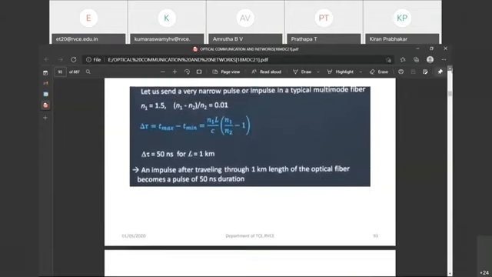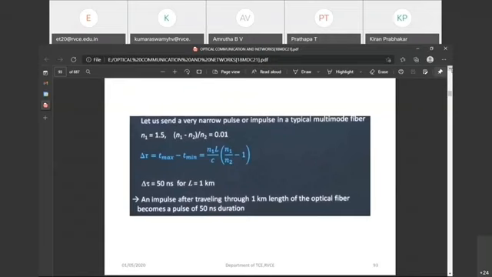So here is a numerical. You have your n1 to be 1.5 and the fractional difference (n1 minus n2) by n2 to be 0.01. Then how much will be the dispersion in the pulse width? That is given by delta t, that is T max minus T min. Which component reaches earlier? That is your T min. This will be given by n1 into L by c. L is the length of the fiber, n1 by c will be the speed. The maximum will be given by n1 squared by n2 times L by c.